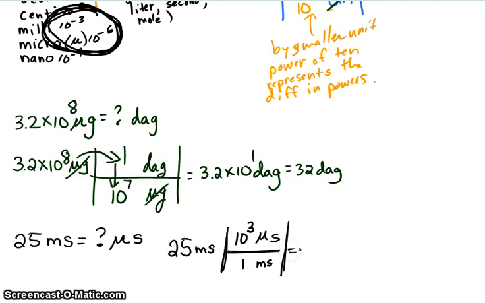So what is 25 times 10 to the 3rd? Well, that's 25,000, or 2.5 times 10 to the 4th. Cool. What unit is that? Milliseconds cancels out, and we end up with microseconds, which is what we wanted to end with to begin with. Notice, please, boys and girls, that all we did that time is multiply by the top. We did 25 times 10 to the 3rd divided by 1. Do I really need to divide by 1? Isn't it going to be the same thing?